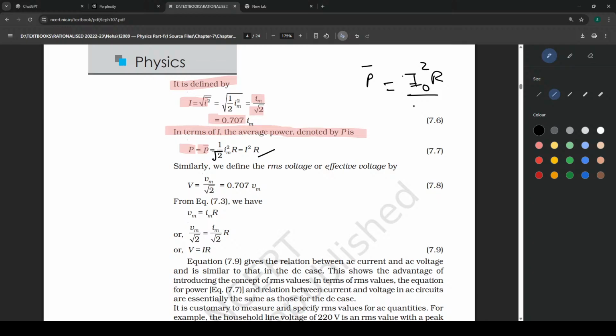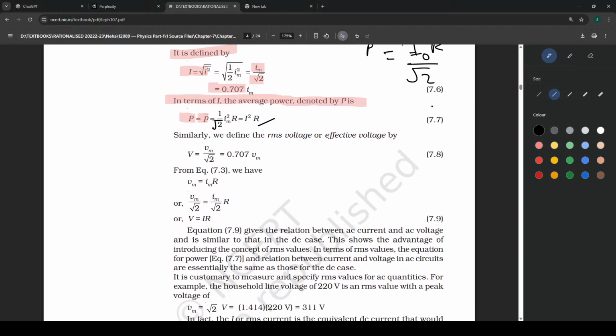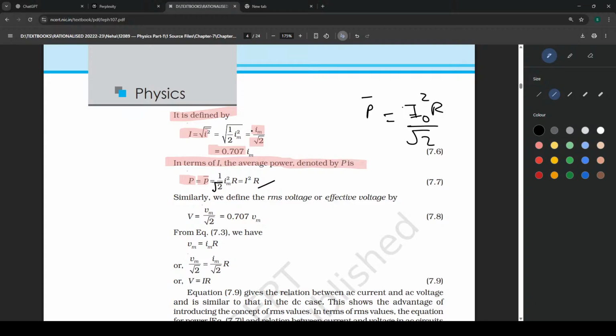I naught square R by root 2. This is the peak value, I mean the power dissipated in an AC circuit. We can convert this using the formula that the IRMS value is equal to I naught or Im by root 2. We can convert it by writing it as, actually it might not be this one.